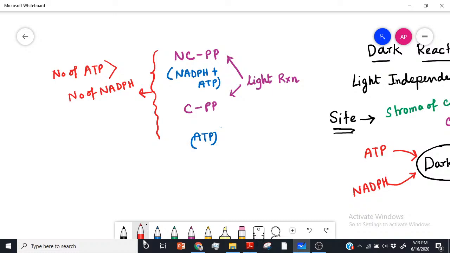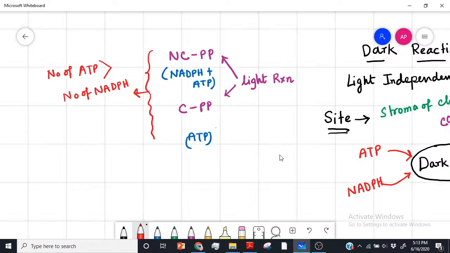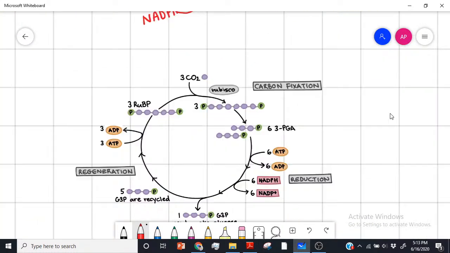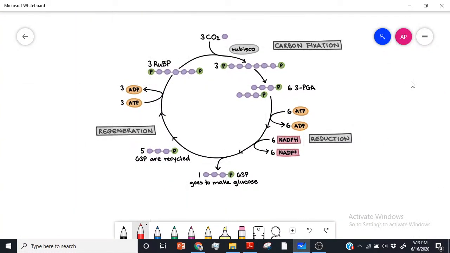Now we discussed that dark reaction can occur in two ways. It can occur as a C3 cycle and then it can occur as a C4 cycle, right? Now first let's understand the C3 cycle and then we will go on with the further discussion. So let's see the C3 cycle. So basically this is one of your C3 cycles, right?